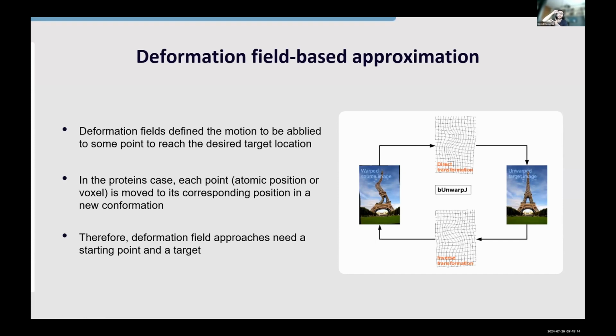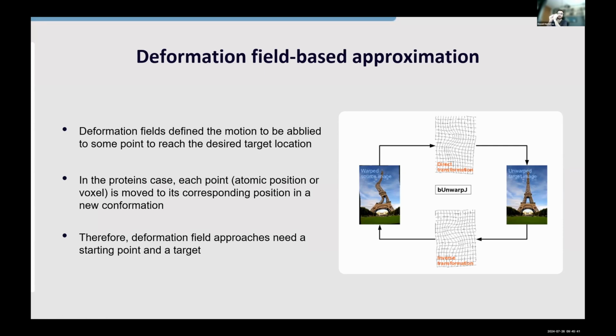In the context of proteins, this makes even more sense because what we are saying is if we have a reference volume and we apply a motion to it, then what we are applying is the motion that the protein is suffering to get to a new conformational state. And this is what we are doing in the deformation field-based approximation. We are going to estimate the motion, and if we know the motion, we can recover the state that we are interested in. Of course, motion needs to be expressed in some way, and the easiest way to express it is as a vector field.